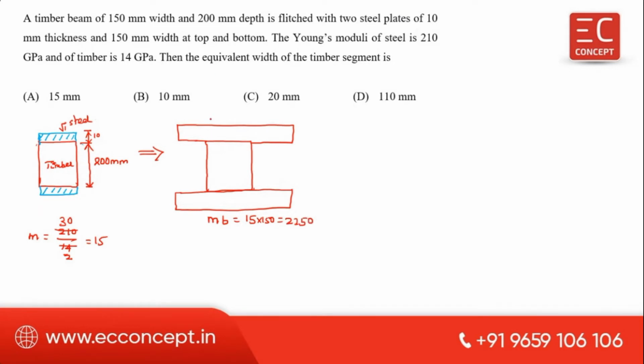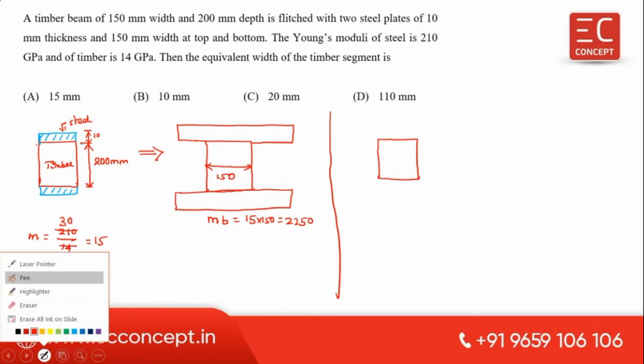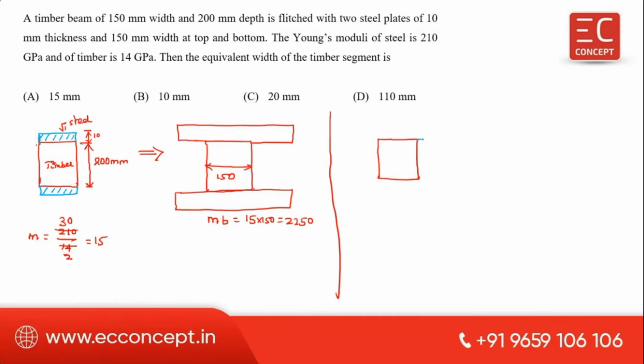So such an option is not there. And this is 150. This is the top and bottom flitching. Okay. Suppose we consider side flitching. Let me give the values. For side flitching, this is 10, this is 150, and this is actually 200. Okay, but anyhow, whatever the values may be, let me give the concept.